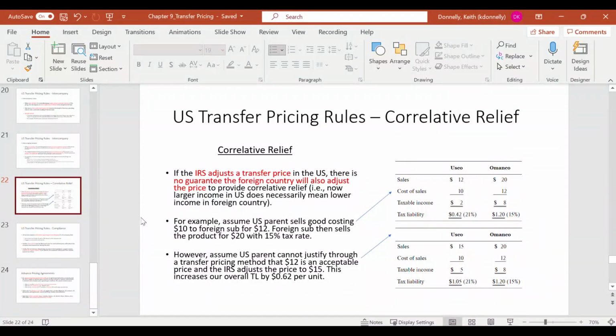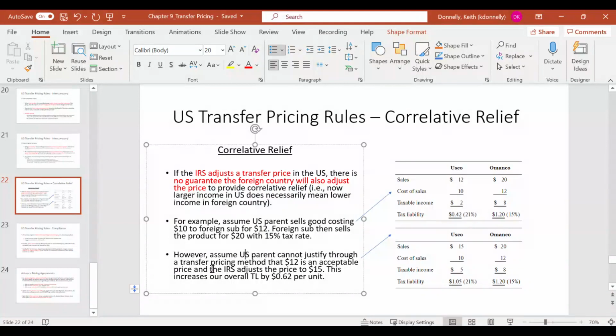In this situation, this is what we're trying to do. We're trying to set the price at $12, and in this setup, we're going to have basically 42 cents of tax here and $1.20 in tax here. However, say this whole transaction gets audited by the IRS, and they come in the U.S. and say, for an acceptable transfer price, you can't use 12. You have to use 15.